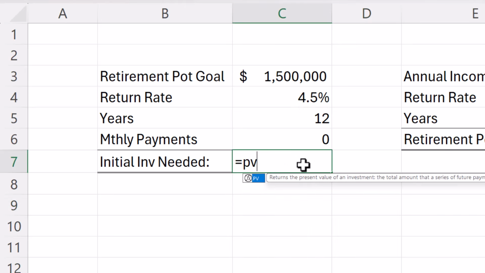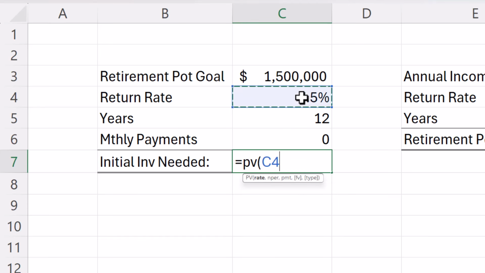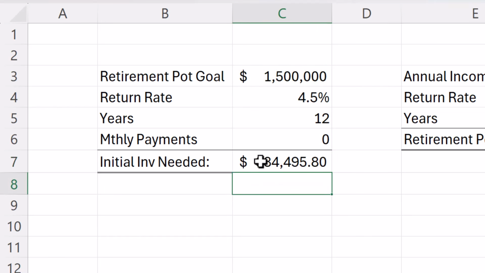So equals PV. So my rate is here, comma, NPER is the number of periods, so that's 12 years. Payment, well, I'm assuming that there are no annual payments, so 0 for that. Future value, well, that will be our retirement goal, but that needs to be expressed as a negative number. Close the bracket, press enter. So there's my initial investment. That's what I need to invest to get to this figure in 12 years.